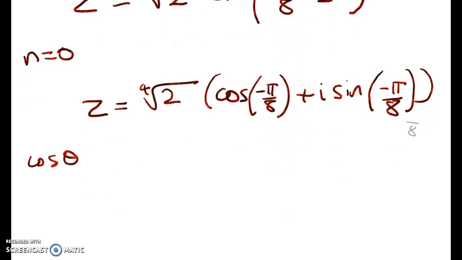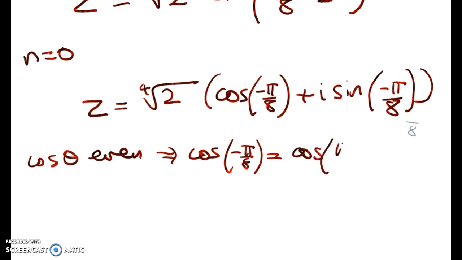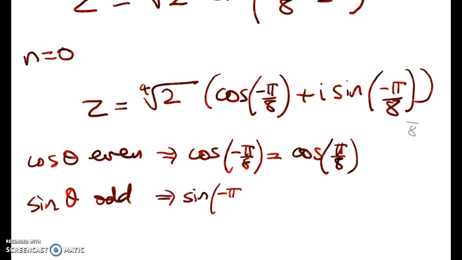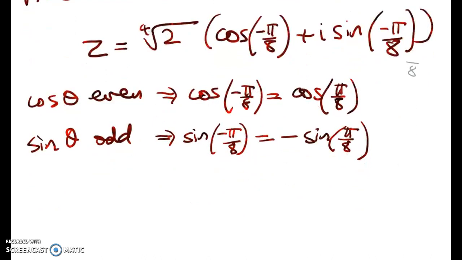So cos of theta is even, which tells me that cos of negative pi on 8 is simply equal to cos of pi on 8. Sine of theta is odd. It's an odd function, and that means that sine of negative pi on 8 is equal to negative sine of pi on 8. So we can write z, we'll call this z1. So z1 is equal to this.